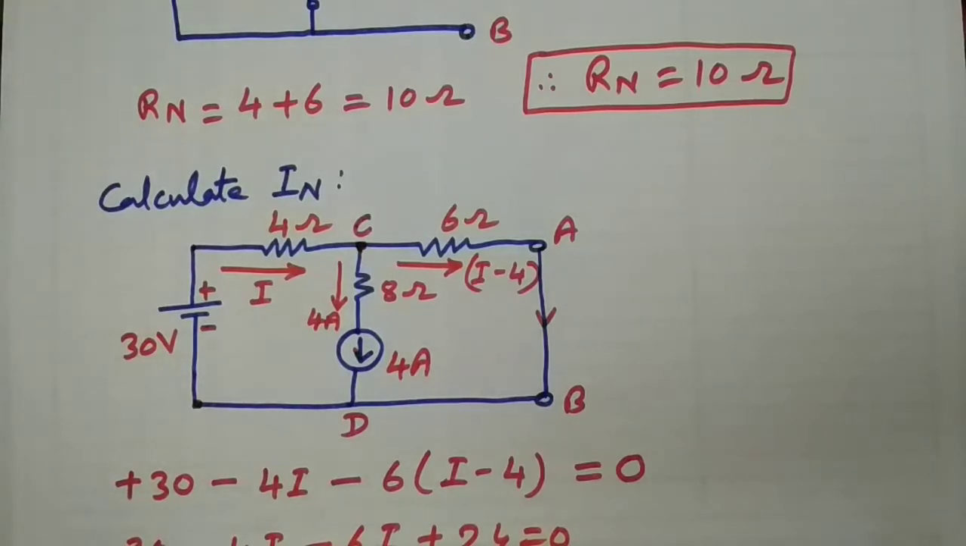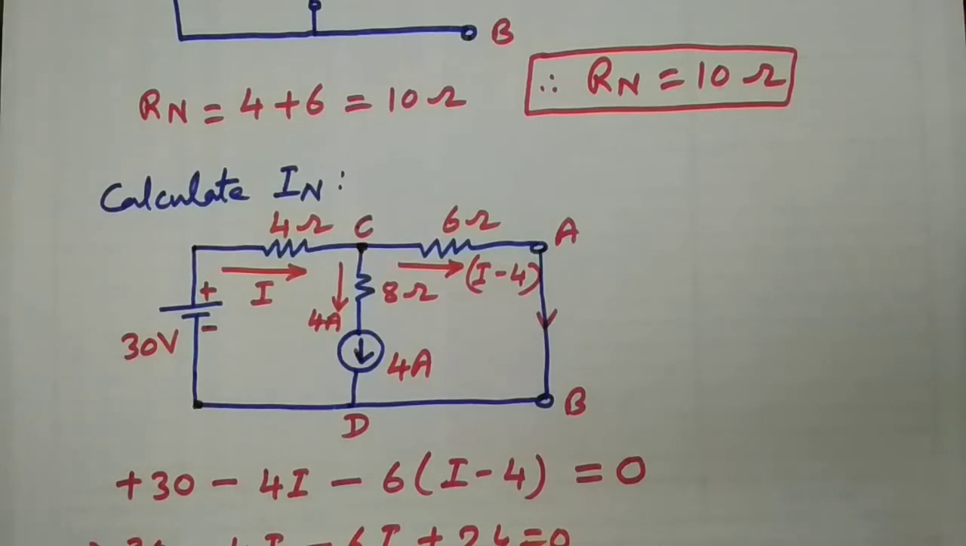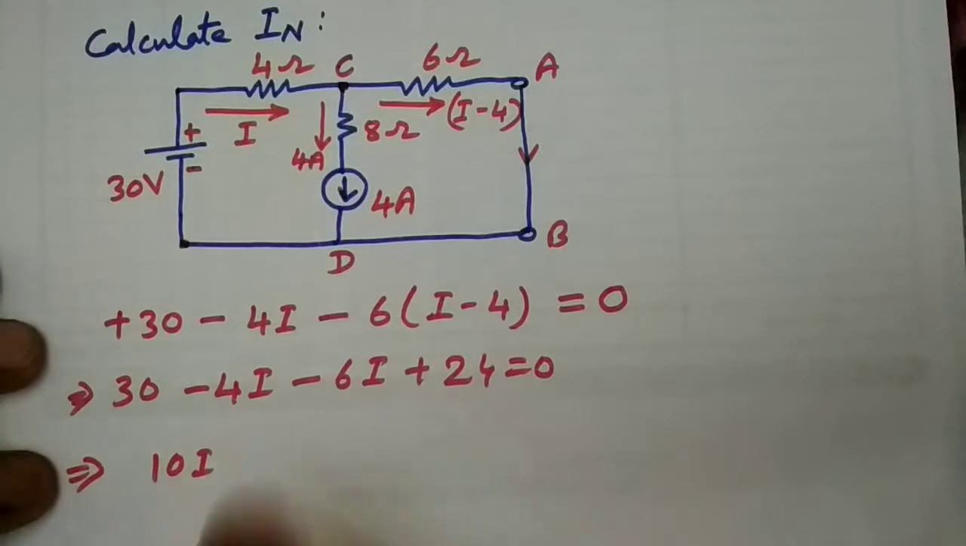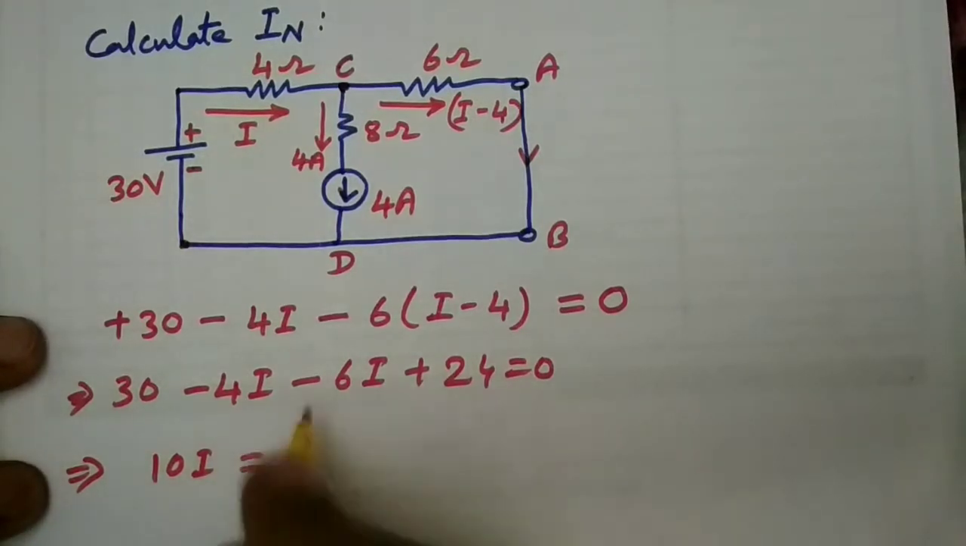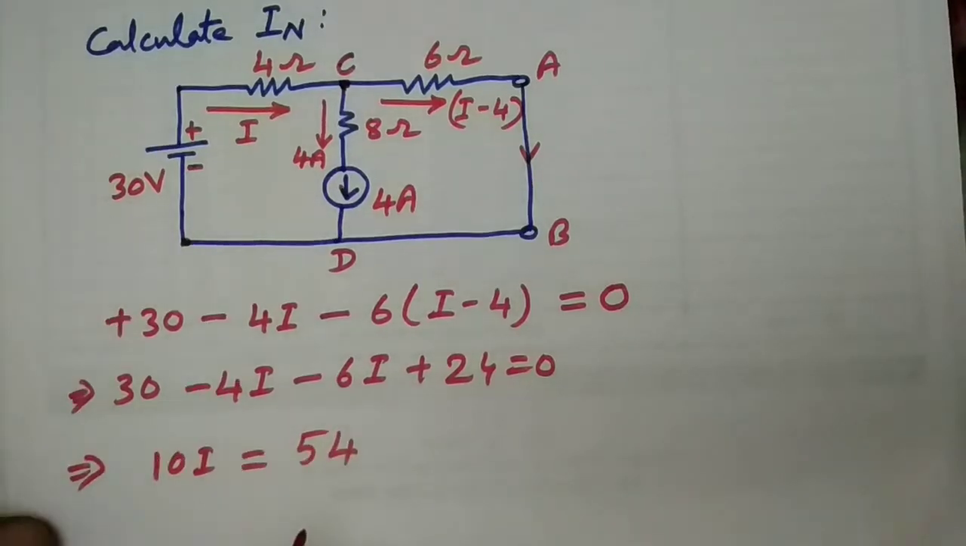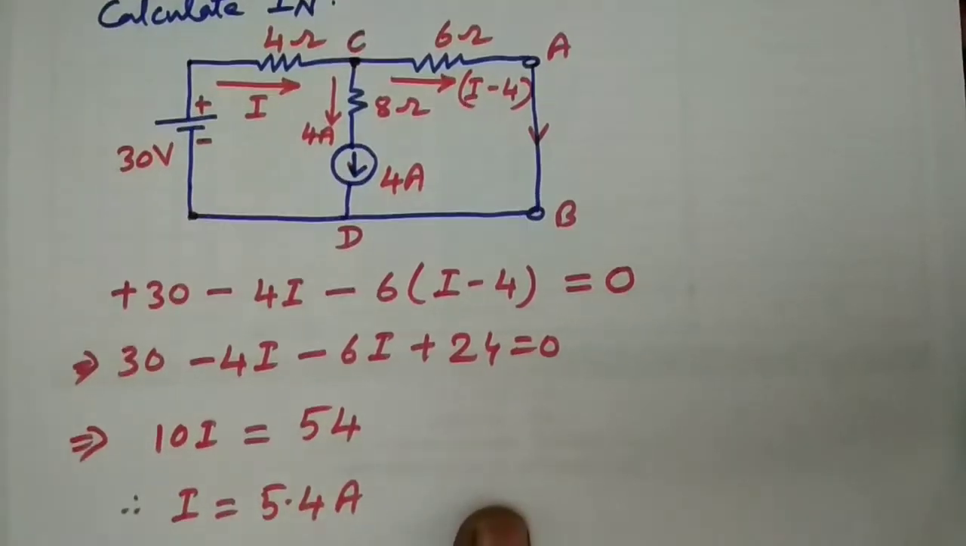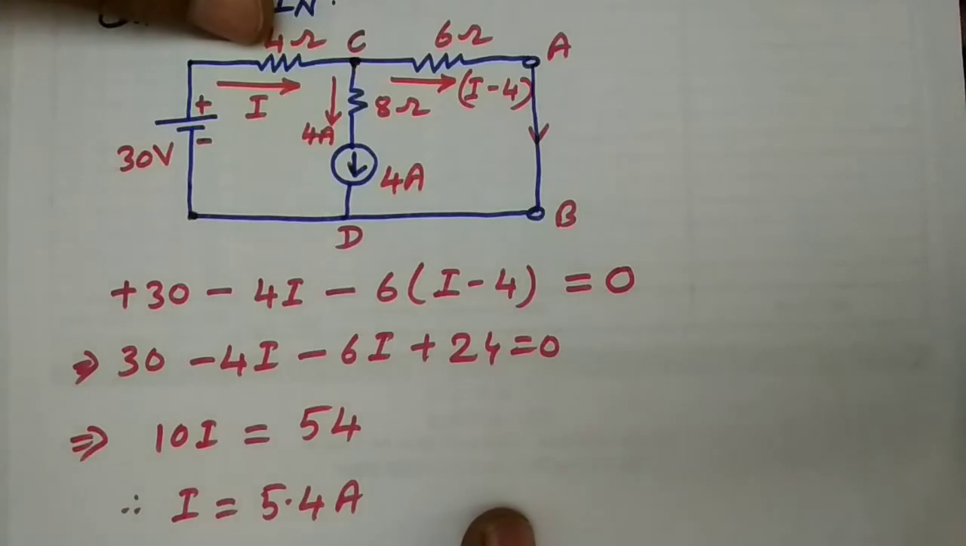So 10I will be equal to 54. Therefore, I will be equal to 5.4 ampere. So this is the current I.